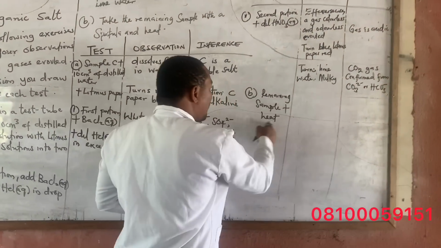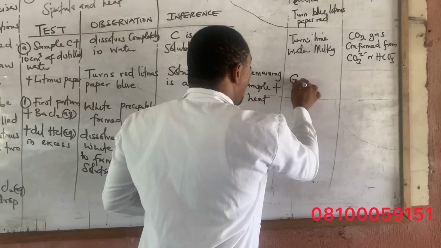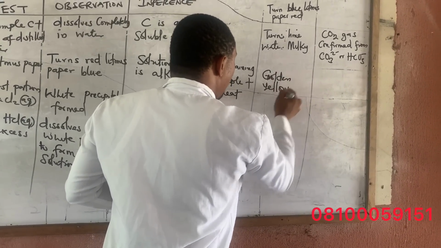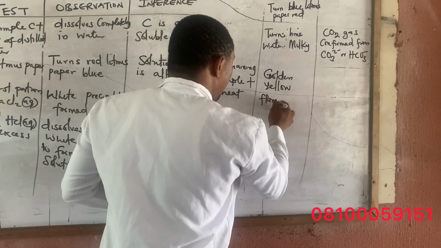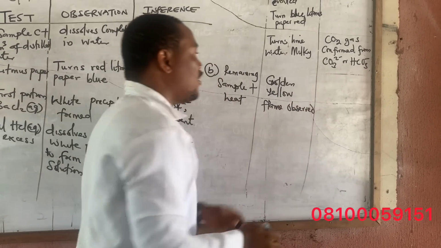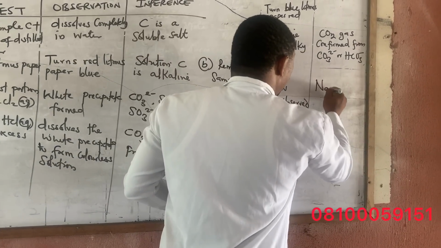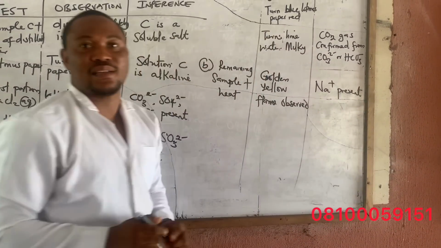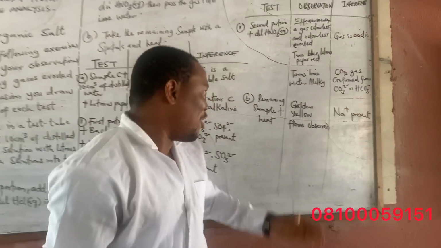So remaining sample plus heat, we have what? A golden yellow flame observed. And if it is a golden yellow flame, then we said sodium ion is what is present. You can see, and that's it. I hope this is clear.